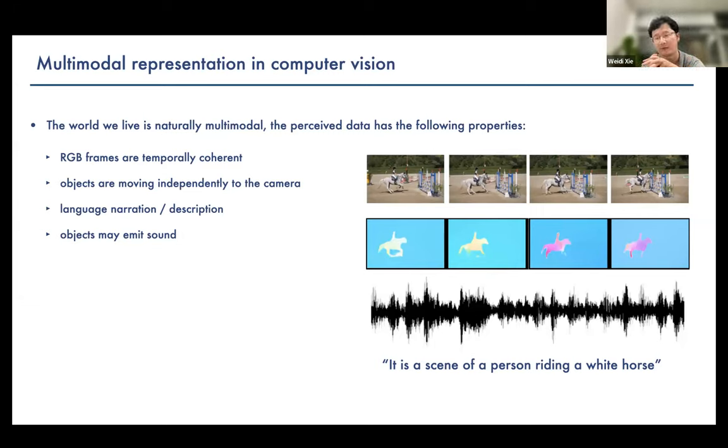And then the third thing is sound, because when objects move, typically they make sound, right? And the last one, which has become very popular in the recent literature because visual language models like CLIP and ChatGPT have become successful, is language. For videos, sometimes we do have narrations, right? And I'm going to talk about how to use these signals to discover objects.